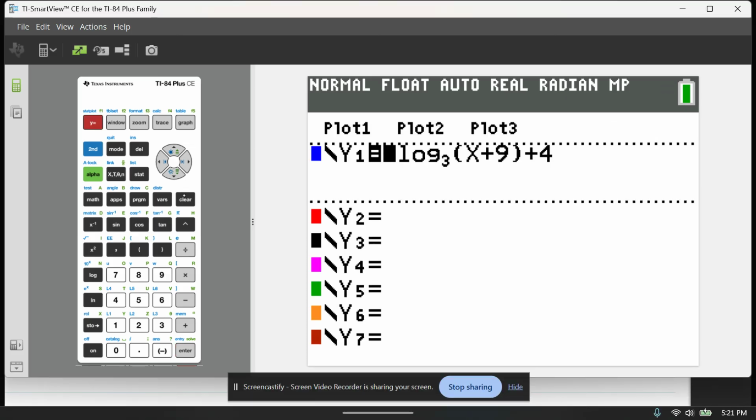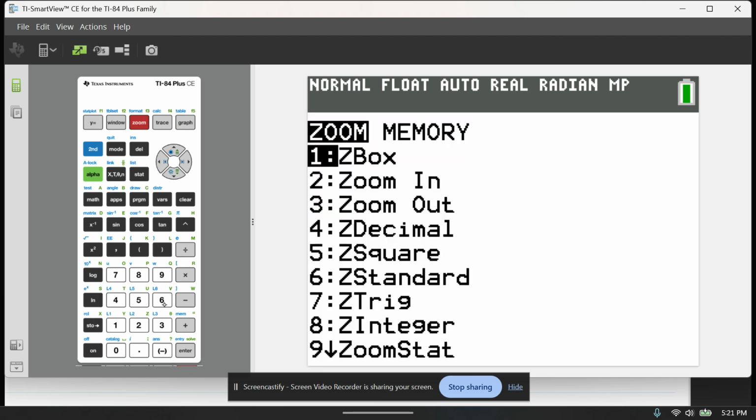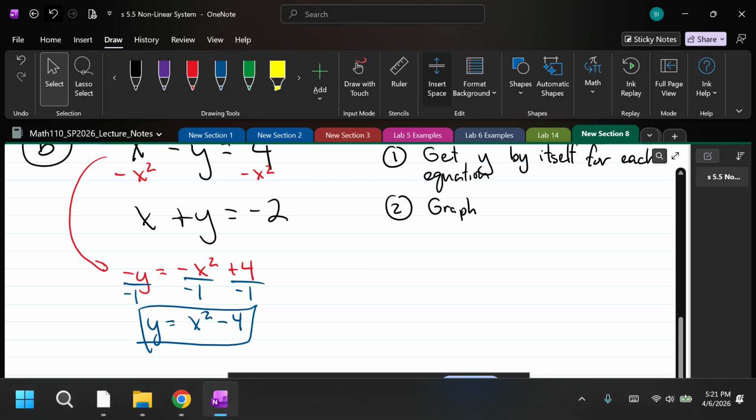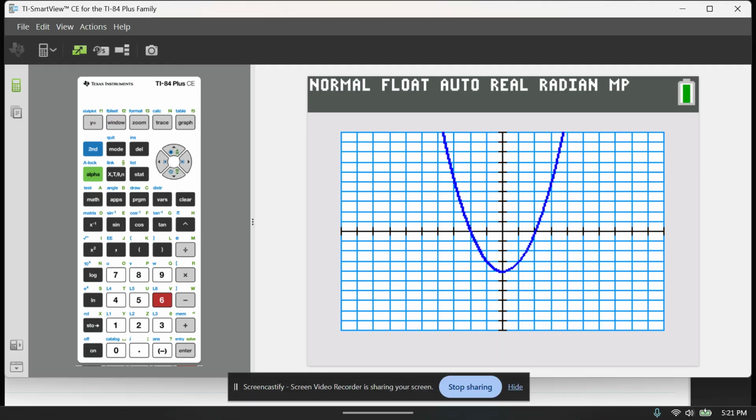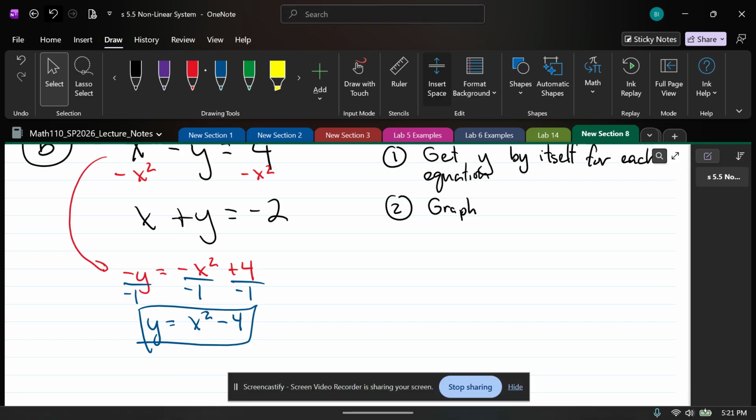I'm going to go ahead and graph it. Go to y equals on my calculator. I'm going to hit x squared minus 4. Hit graph. I'm going to have to reset my window. Zoom 6 resets your window. Sure, I got the right equation. I do. So there's my parabola, the first equation. Now I'm going to take my second equation and get y by itself. Subtract x. And there it is. y equals negative x minus 2.